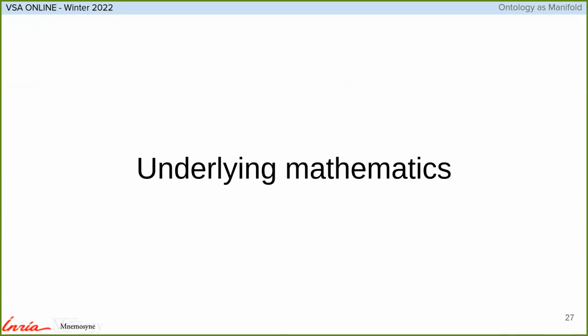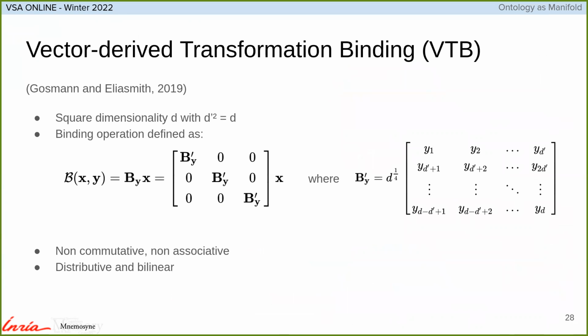I didn't really get into the details of the underlying mathematics of the vector-derived transformation binding, so we can go a little bit further. This was the vector-derived transformation binding that I did not really detail, but you can see here that the binding matrix is block diagonal, and this is why we can define this operator that I defined earlier in order to transform the product of the binding matrices into a combination of two vectors.